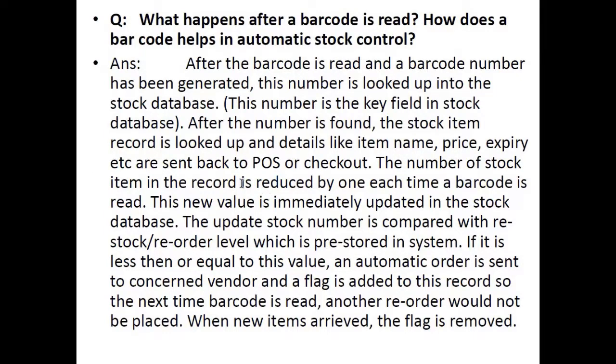The number of stock items in the record is reduced by 1 each time a barcode is read. This new value is immediately updated in the stock database. The updated stock number is compared with the restock or reorder level, which is pre-stored in the system. If it is less than or equal to this value, an automatic order is sent to the concerned vendor and a flag is added to this record, so the next time the barcode is read, another reorder would not be placed. When new items arrive, the flag is removed.